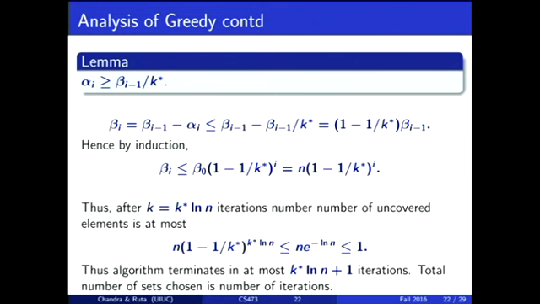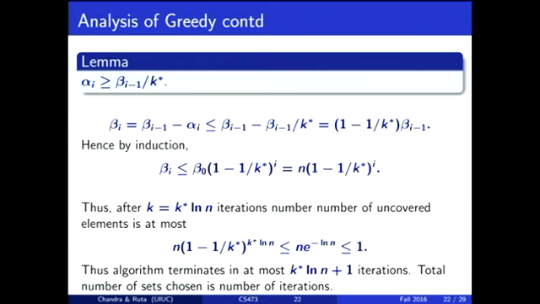One over e, right? 1 minus 1 over k to the k is what? Roughly, less than or equal to 1 over e. So if you put that in here, it says that after I pick k star sets, how many elements do I have left over? n over e elements left over at most.